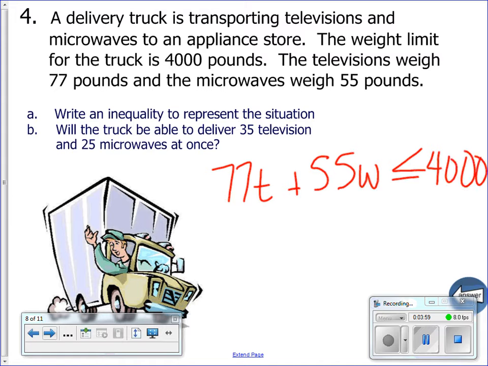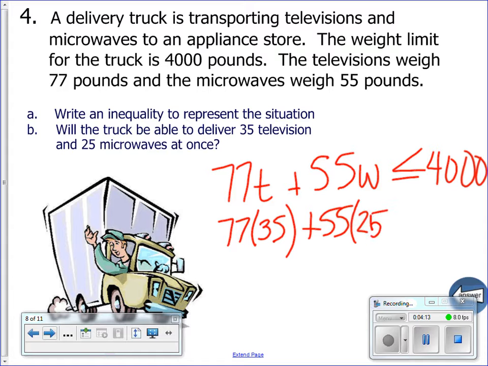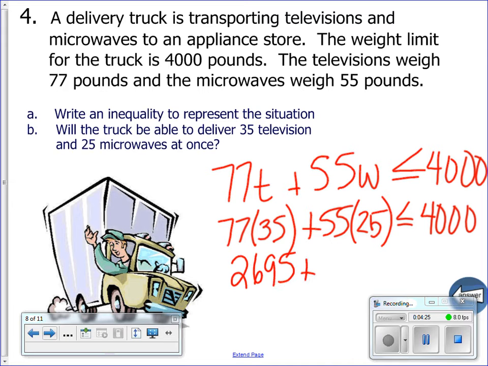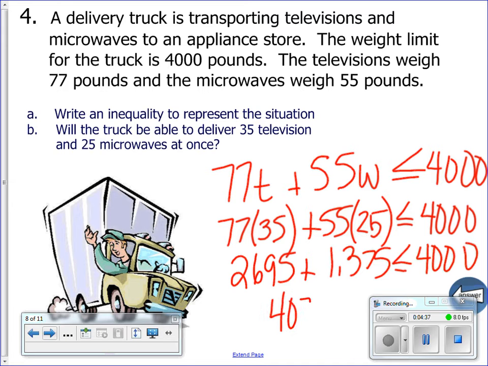So it says, will it be able to deliver 35 televisions and 25 microwaves? So I'll plug in 35 for the televisions and 25 for the microwaves, and make sure that it's less than or equal to 4,000. So 77 times 35 is 2,695. And 55 times 25 is 1,375. We need to make sure that's less than or equal to 4,000. When I add those together, it's 4,070. So the answer would be no.